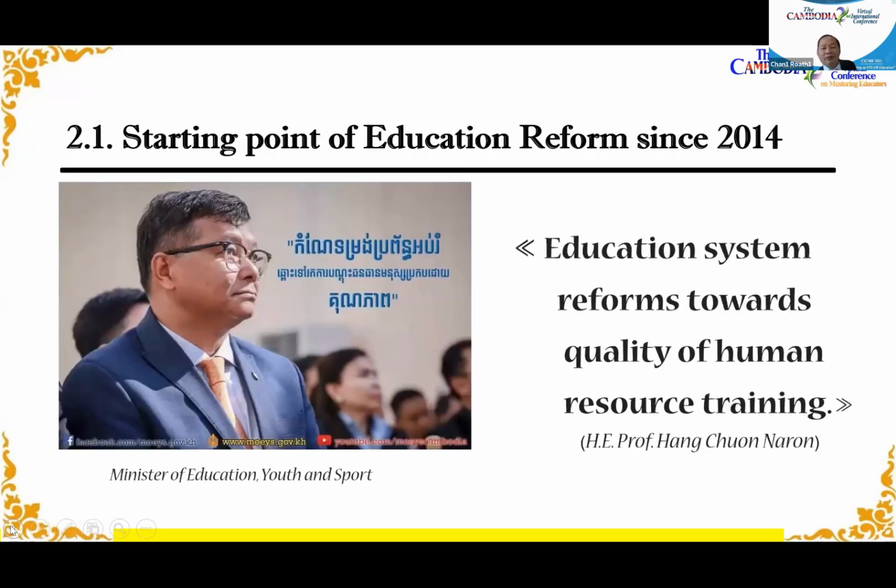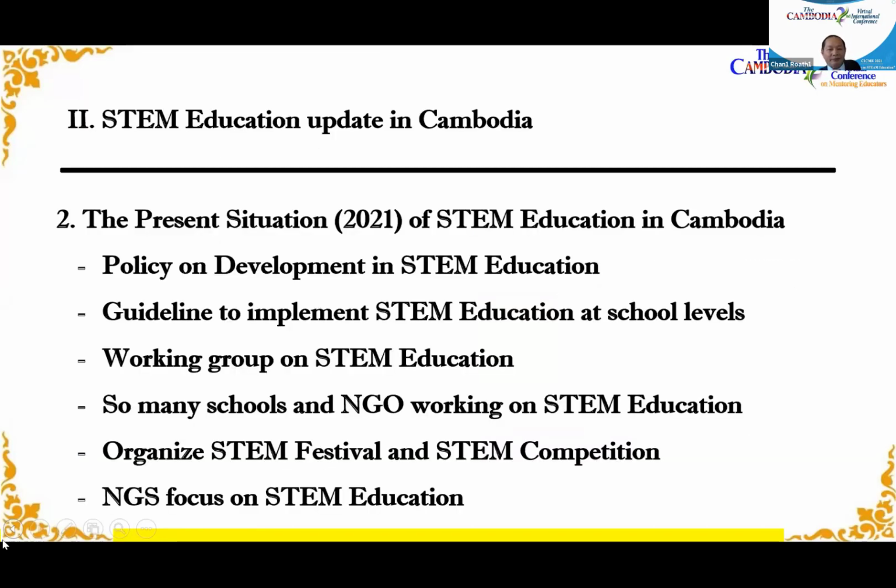Starting from the new mandate of the government, at the end of 2013 and beginning of 2014, Excellency Professor Hang Chuon Naron, the Minister of Education, Youth and Sport of Cambodia, started the education reform. He said that the education system reform is toward quality of human resource training. This is the start, where we need to open the environment to think about STEM education as a priority.